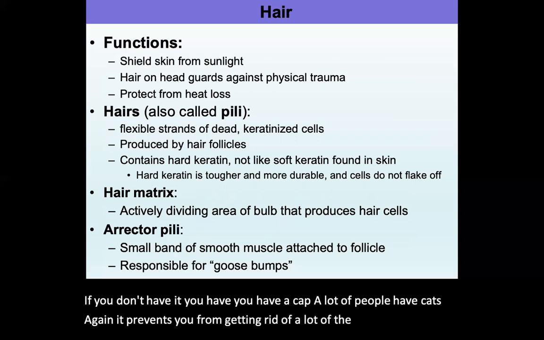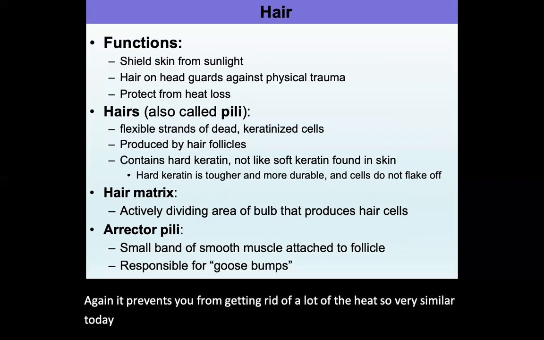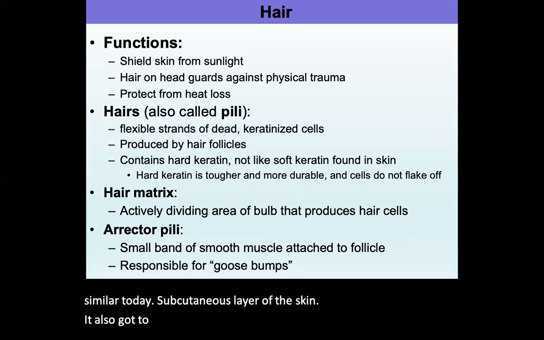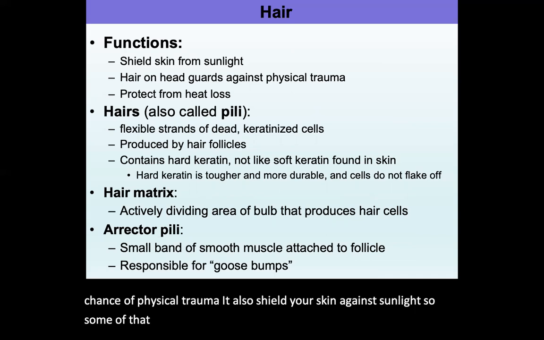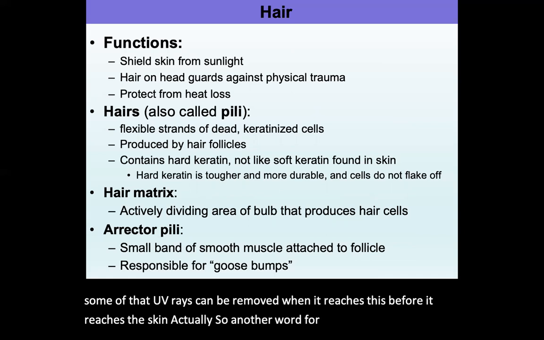So very similar to the subcutaneous layer of the skin. It also guards you against physical trauma. The thicker the hair is, the less chance of physical trauma. It also shields your skin against sunlight. Some of those UV rays can be removed when they reach the hair, before they reach the skin. Another word for hair is pili.